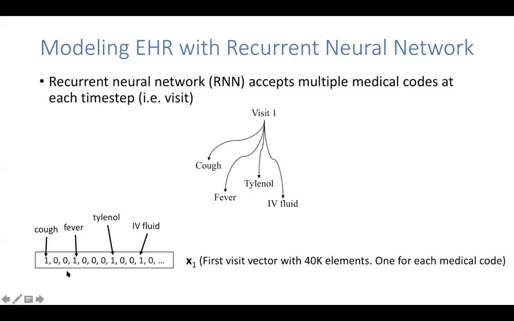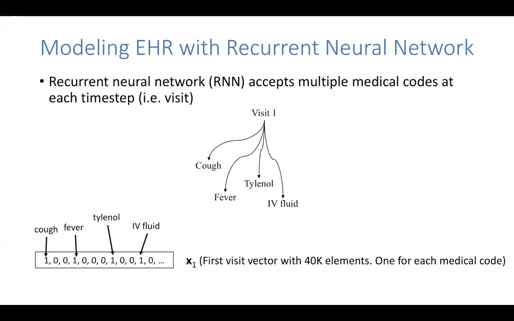So we would have to first prepare a very long vector. In this case, a 40,000 dimensional vector. I'm going to assume there are 10,000 diagnosis codes, 20,000 medication codes, and 10,000 procedure codes. That would all sum up to 40,000 codes in total. So we would have to prepare a 40,000 dimensional vector, and each dimension corresponds to a single code. Could be a diagnosis code, could be a medication code, could be a procedure code.